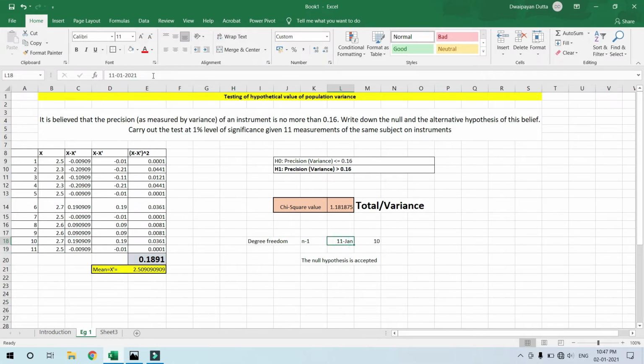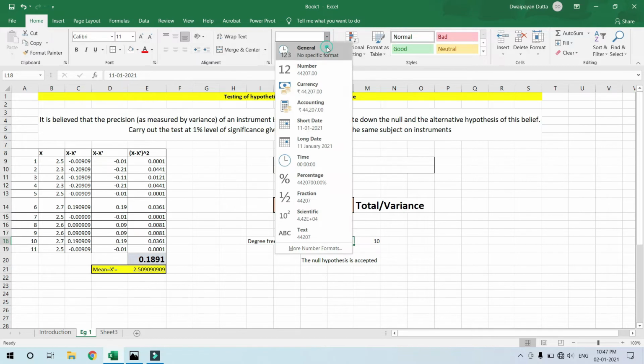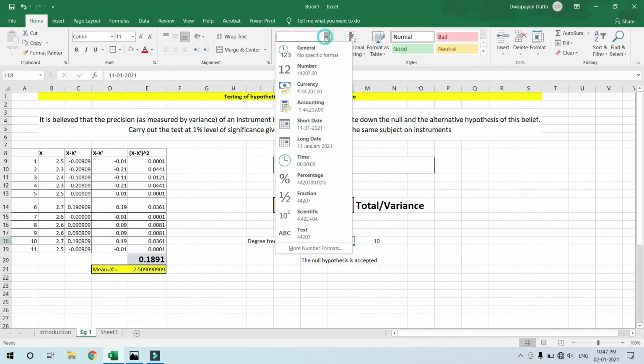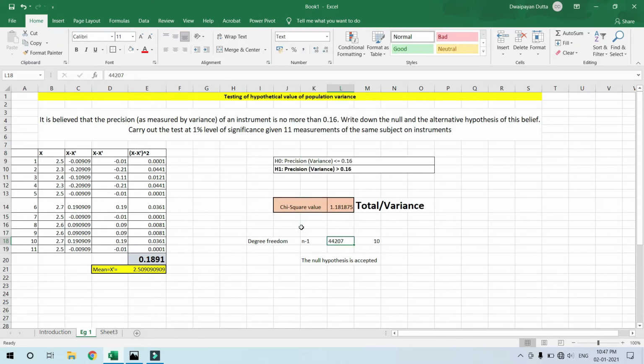This is 11 minus 1. I'm sorry, it's taking the date. Just have to change the format here. Okay, 11 minus 1, n is the number of observations, that is 11 minus 1, 10.